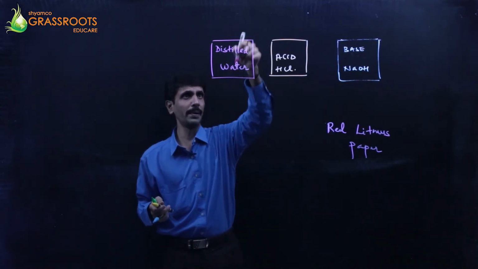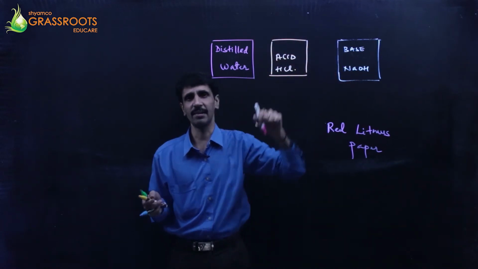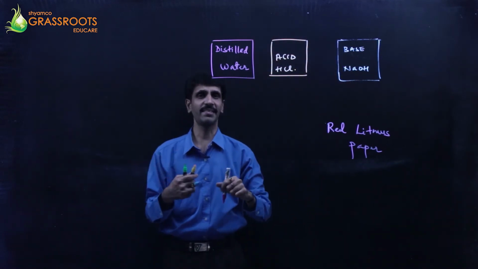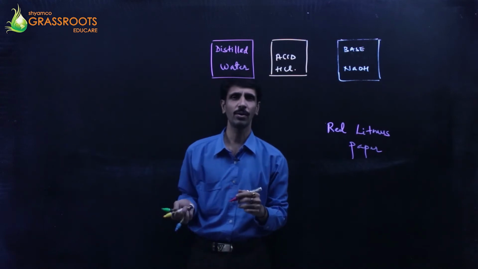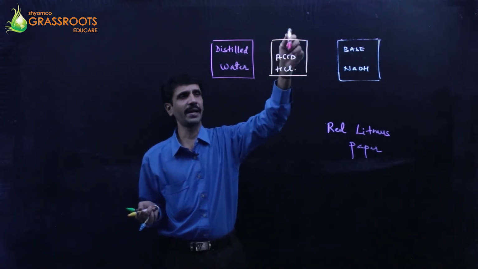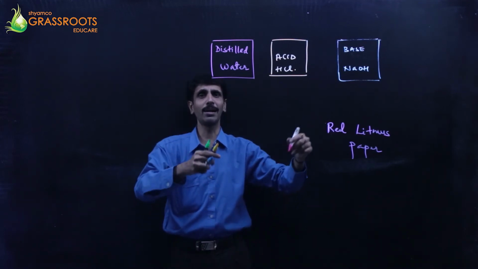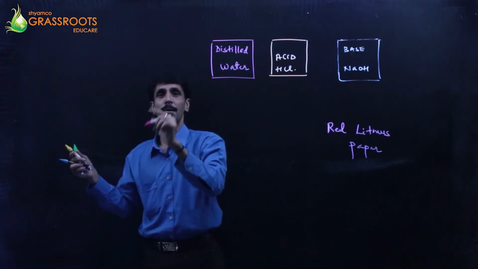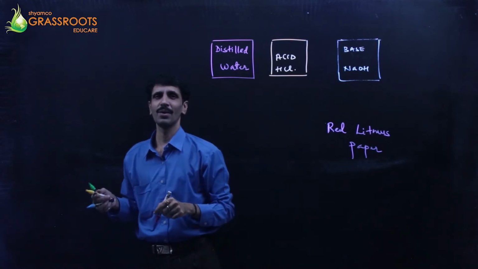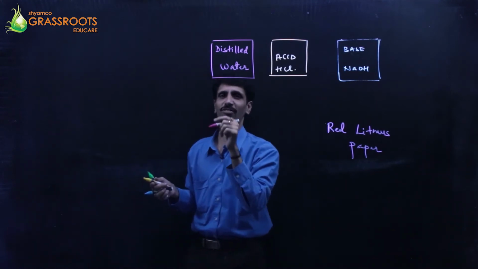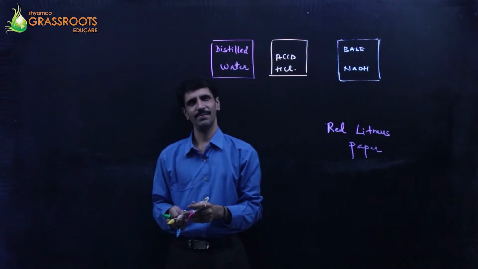So we'll be trying to dip in all the three solutions because we don't know which one is acid, which one is base, and which one is water. तो तीनों में हम लोग डिप करेंगे और जिसमें डिप करने से वो रेड लिटमस ब्लू हो गया, ब्लू का बी याद है ना, और दूसरा किसका बी, यस बेस का, दैट इज अ बेस.